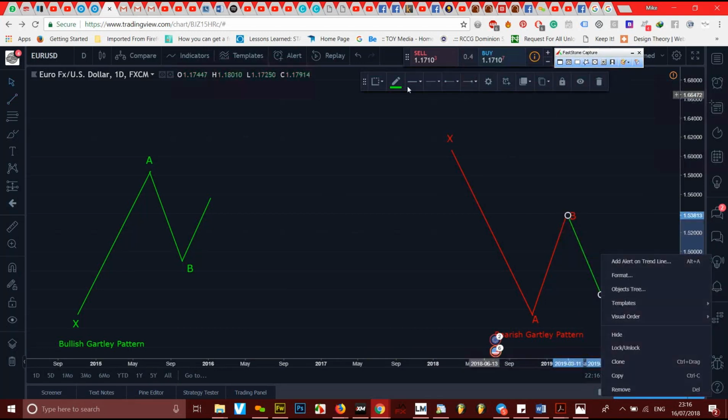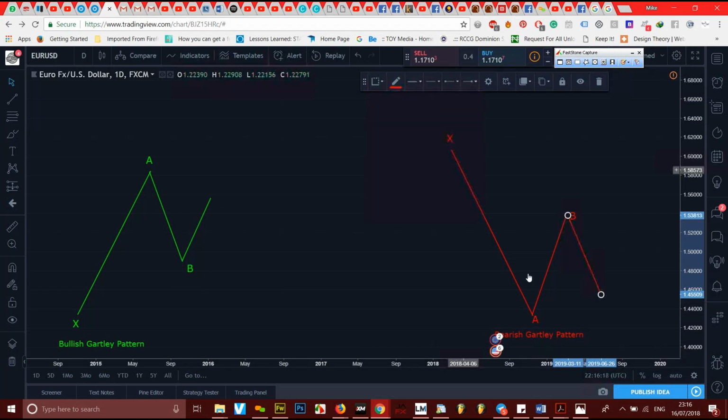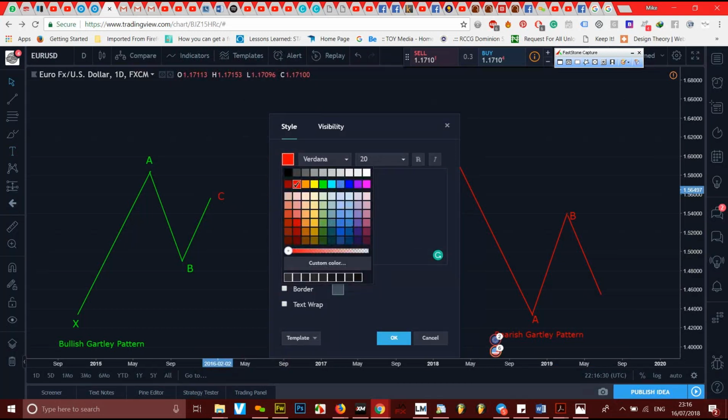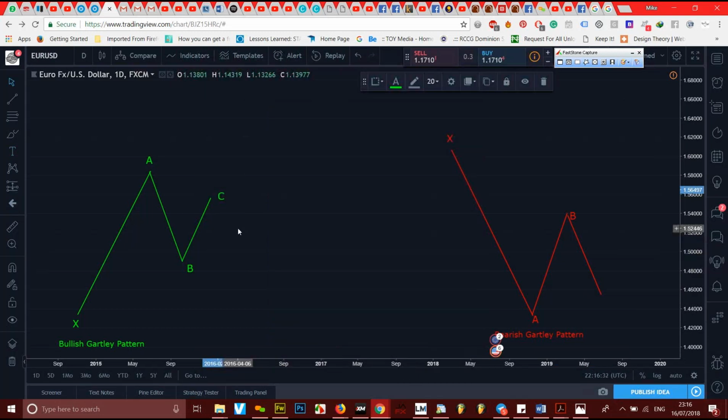You may not know what it is yet until we use the rule, the Fibonacci 2. And what does that 2 say? Hold on, let me label this. That's C. That's C. And that is C.